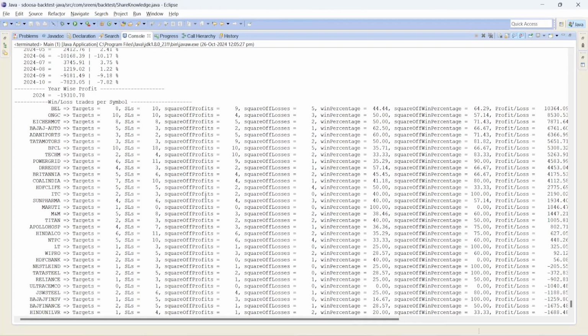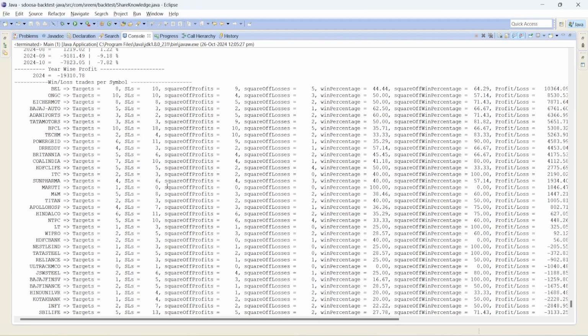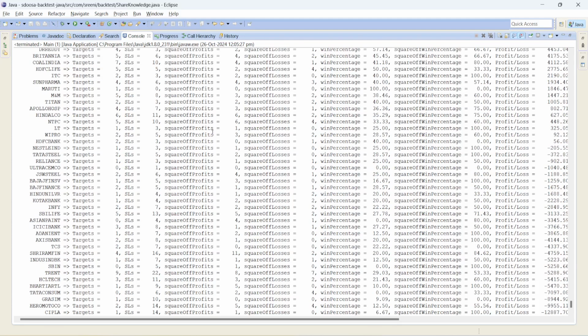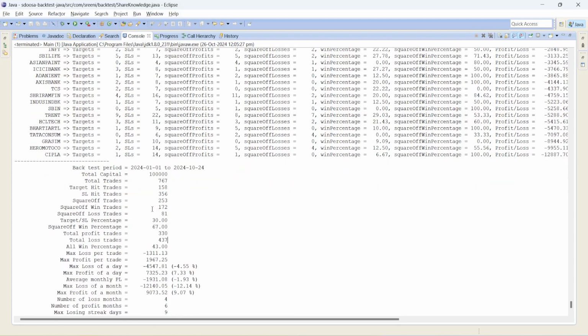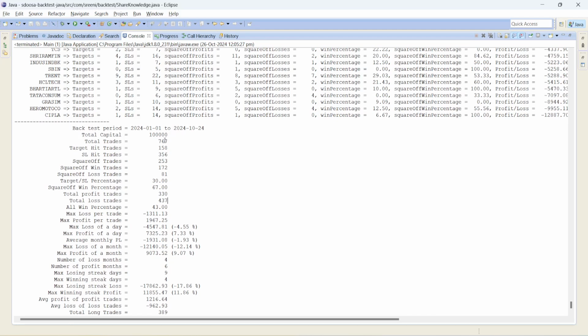Okay, the backtest results are ready. If you look at the stocks, Bell, ONGC, Asian Motor, Bajaj Auto, Adani Ports actually gave good profits, and many stocks you see in the bottom are in loss. But look at the overall picture. 767 total trades, target 158 trades, SL hit 356. So the target to SL percent is 30. So it has 30% win ratio, and square of win percent is 67.